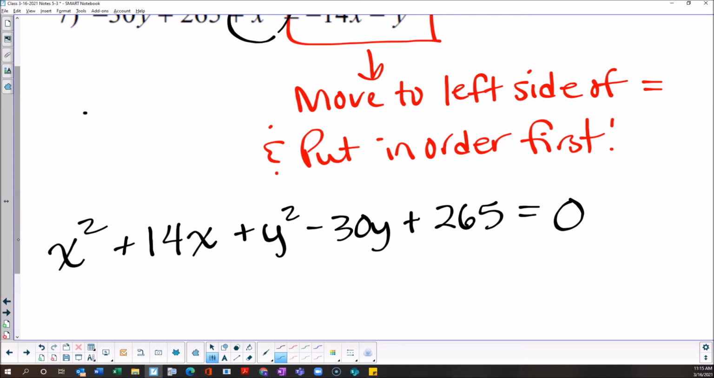So tonight's homework is on Delta Math. You have 5.3 on Delta Math.